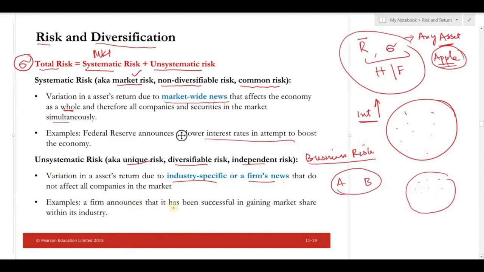For instance, a firm announces that it has been successful in gaining market share within the industry, so this is unsystematic risk. This unsystematic risk can be eliminated while systematic risk cannot be eliminated. So in the total risk, the risk we can reduce is the unsystematic risk. So it's called diversifiable risk, and this other one we cannot reduce, and that's why we cannot diversify this particular risk.